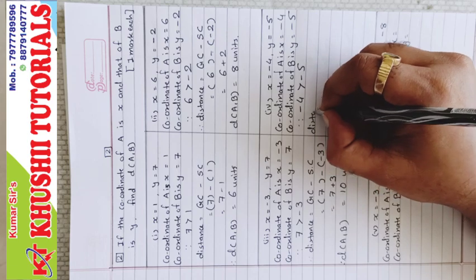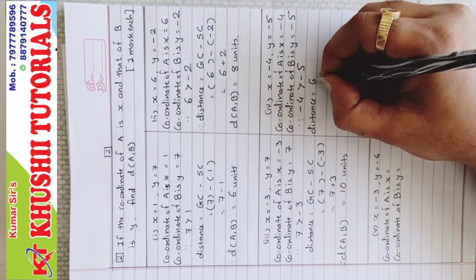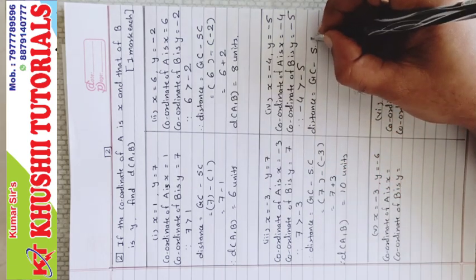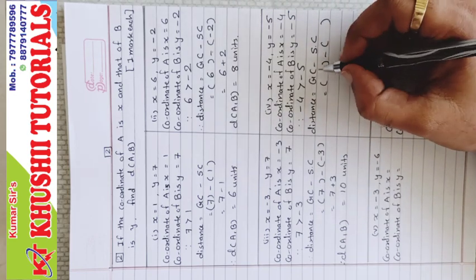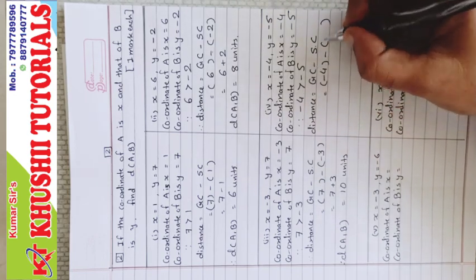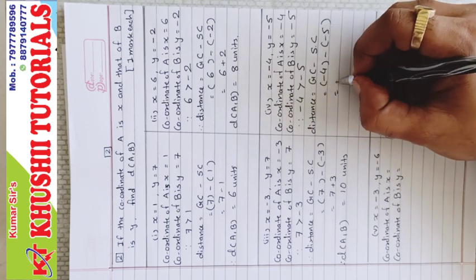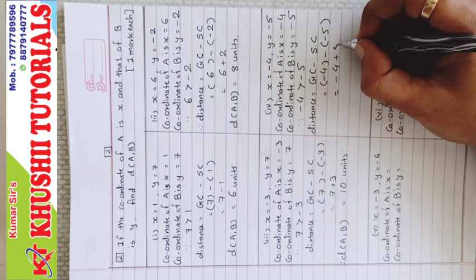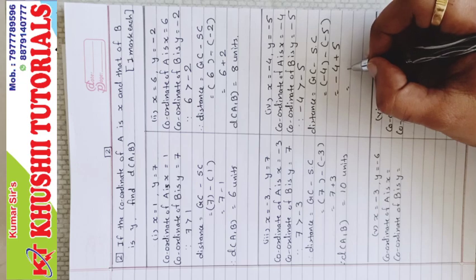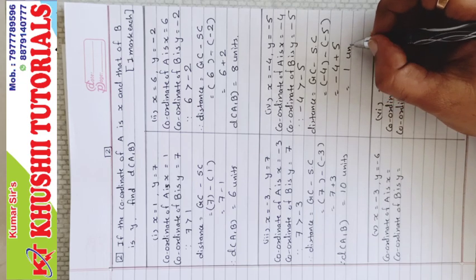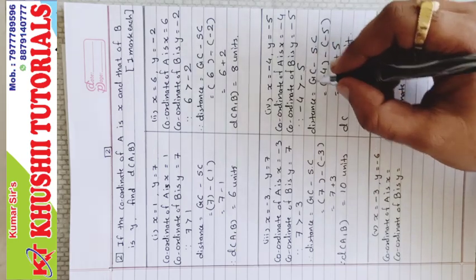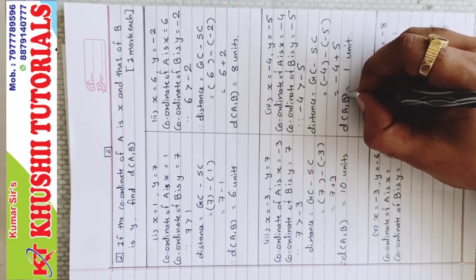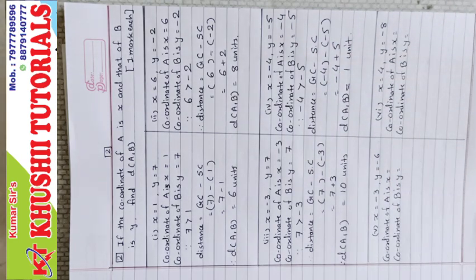Distance, again formula, greater coordinate minus smaller coordinate, bracket minus bracket. In bracket, greater coordinate is minus 4, smaller coordinate is minus 5. Minus 4 minus minus plus 5. Minus 4 plus 5 is 1 unit. So distance of A comma B equal to 1 unit.